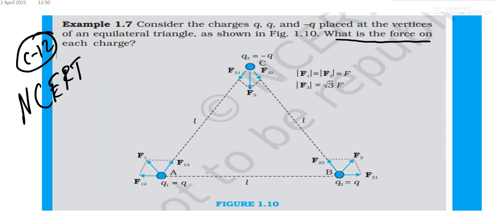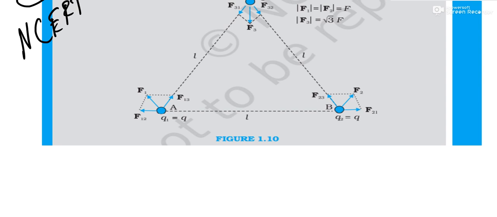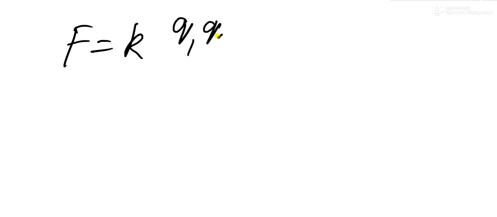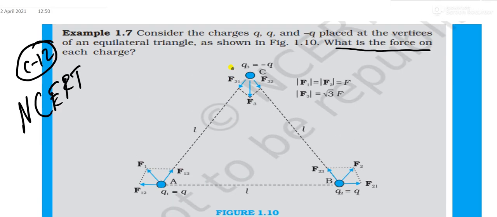So first we will see the force formula. It's Coulomb's law: F is equal to K times Q1 Q2 divided by R square. Okay, here they asked what is the net force acting on each charge.